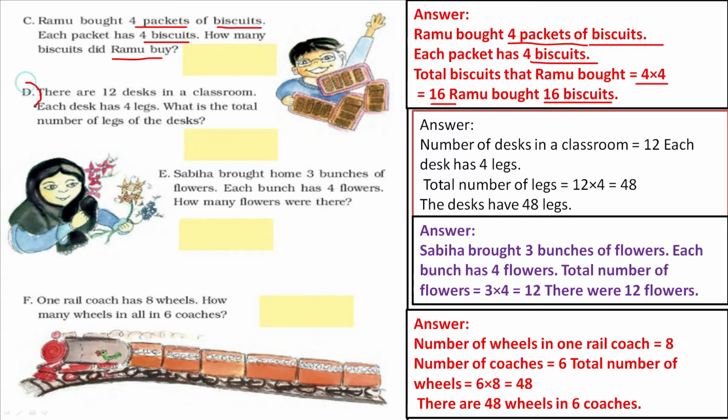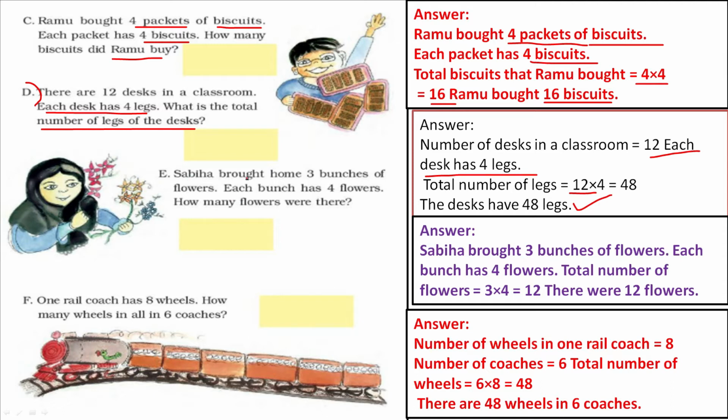Second question, number D. There are 12 desks in the classroom. Each desk has 4 legs. What is the total number of legs in the particular class? Number of desks in the class is 12. Each desk has 4 legs. So 12 4s are 48. So totally 48 legs are there in the desks.